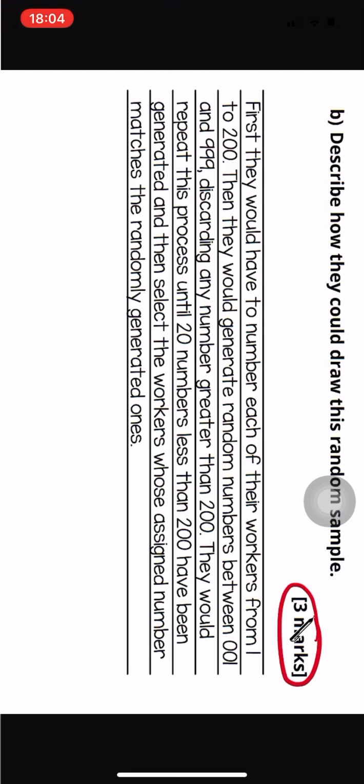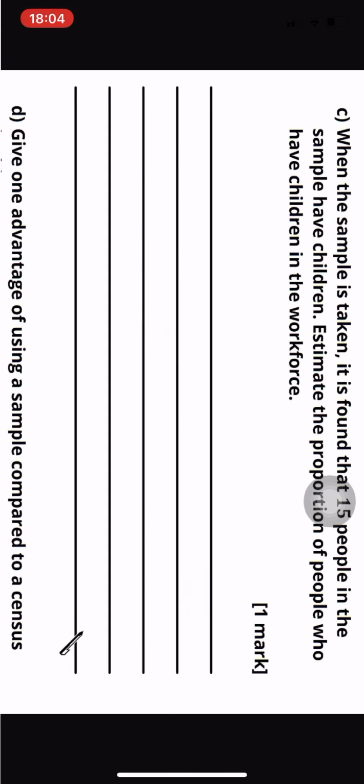We get a mark for our sampling frame, i.e. numbering from 1 to 200. We get a mark for random number generation, and then a mark for how we use the numbers. When the sample is taken, it is found that 15 people in the sample have children. We are asked to estimate the proportion of people who have children in the workforce.